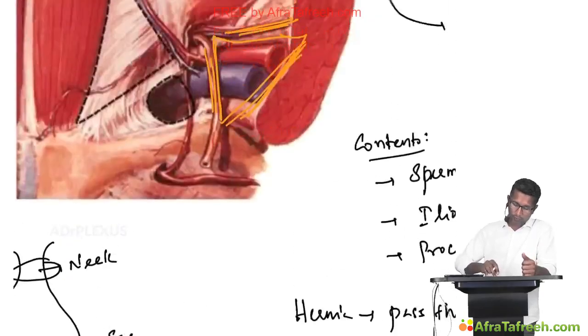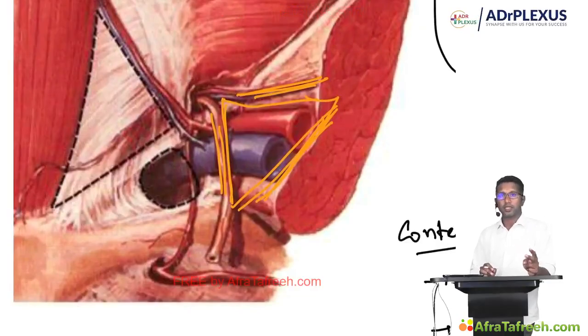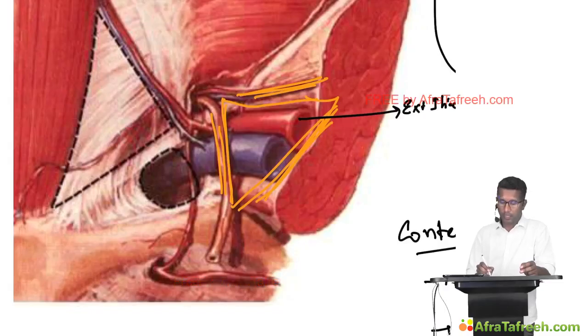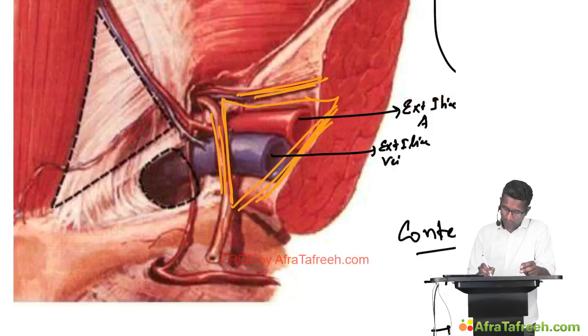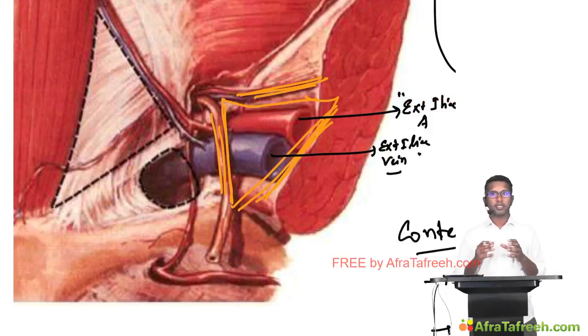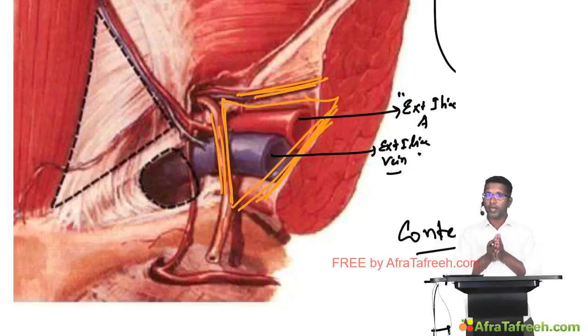Why is it called the triangle of doom? Because what is the content of the triangle of doom? Two large vessels are seen in this. What are these two large vessels, guys? The vessel you see here is the external iliac artery. And what is this vein called? This is called the external iliac vein. So one is the external iliac artery, another is the external iliac vein, and these two structures lie in this triangle, which is called the triangle of doom.